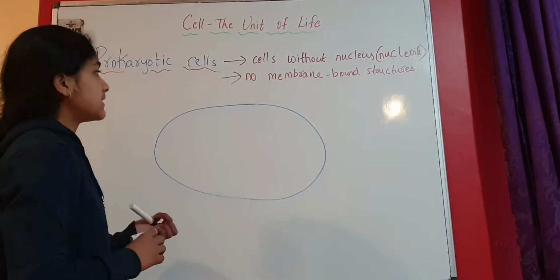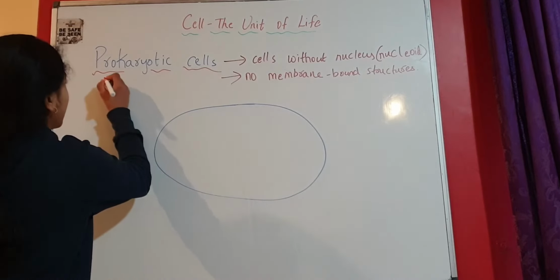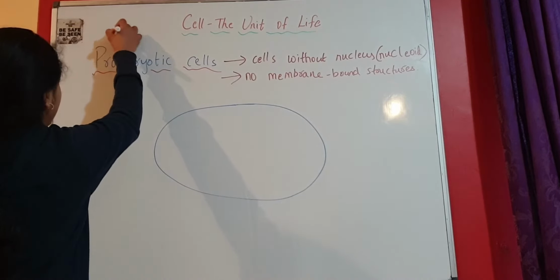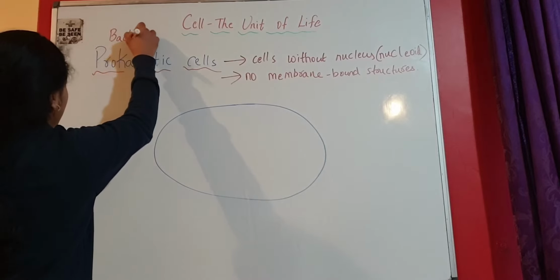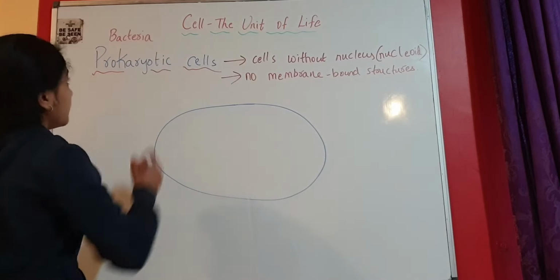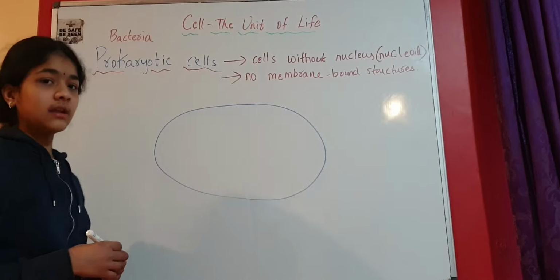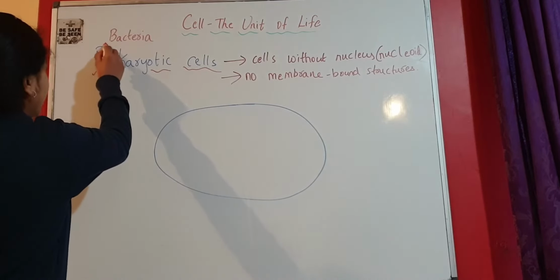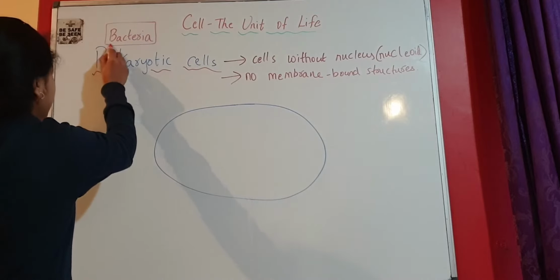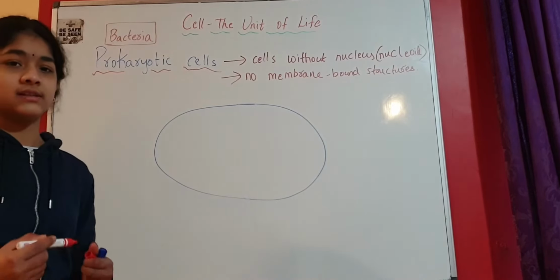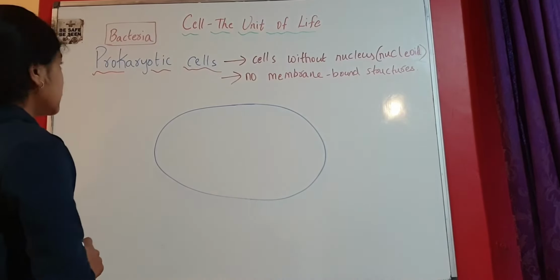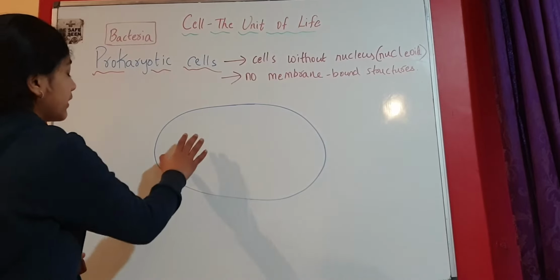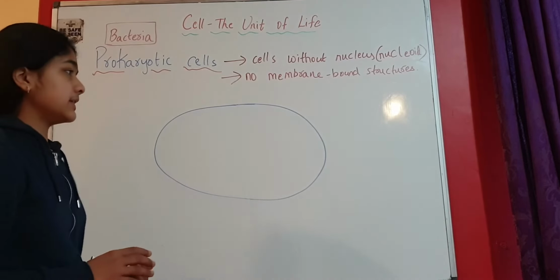Examples of prokaryotic cells are bacteria. Bacteria is an example. Mycoplasma, it is the smallest cell. So these are some examples of prokaryotic cells. We have to keep in mind that bacteria is the most important example of prokaryotic cells. So we are going to draw the structure of prokaryotic cells.